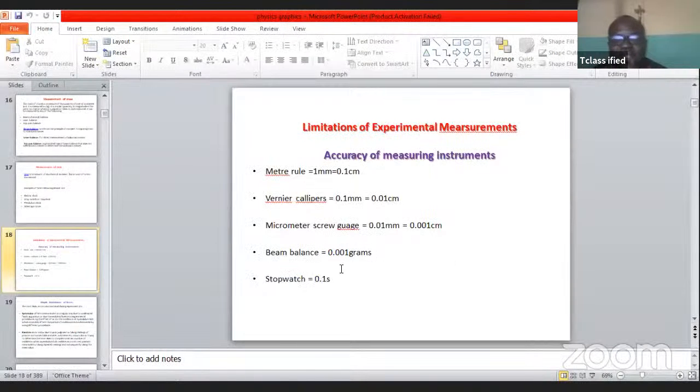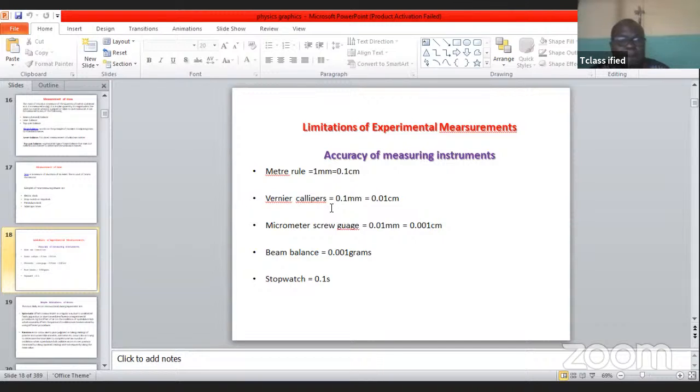So those are very, very important. 0.001 grams for beam balance. For stopwatch it is 0.1 seconds. For the meter rule, you can get it by noting that if you're measuring in mm, it's going to be 1 mm, or if you're measuring in centimeters, it's going to be 0.1 cm. For vernier caliper it is 0.1 mm or 0.01 cm. Then for micrometer screw gauge it is 0.01 mm or 0.001 cm.